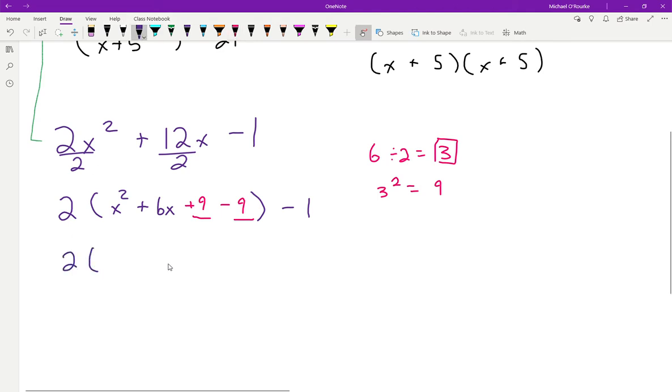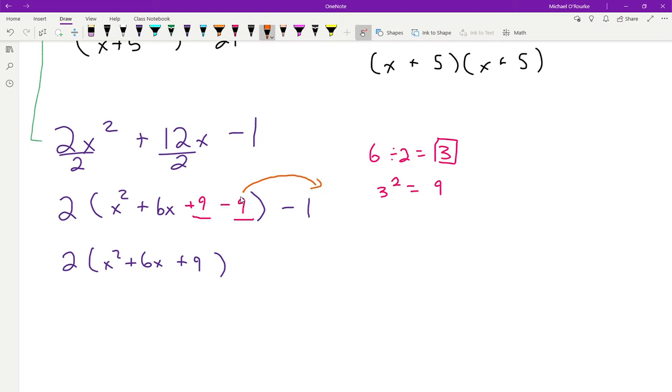Now, which one of these do I not need? Or which one of these do I need? Do I need the plus or the minus in my bracket here? If I want to rewrite this as something I'm going to take the perfect square of, do I want the plus or minus in there? Keep the plus in, so I've got to get rid of the negative 9.